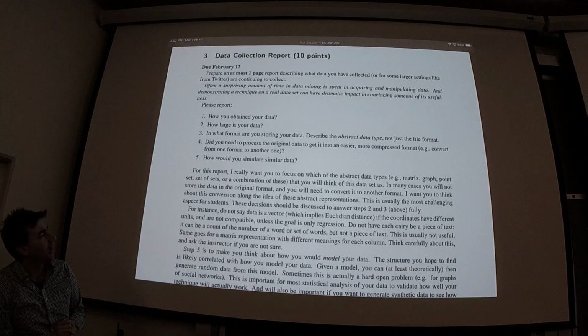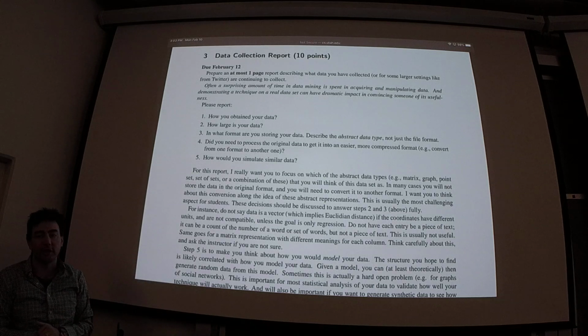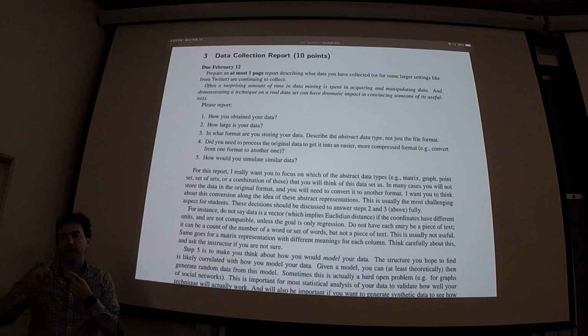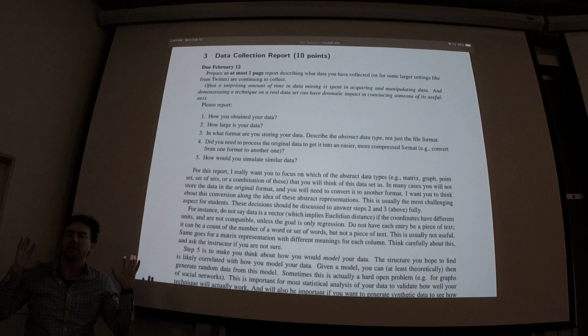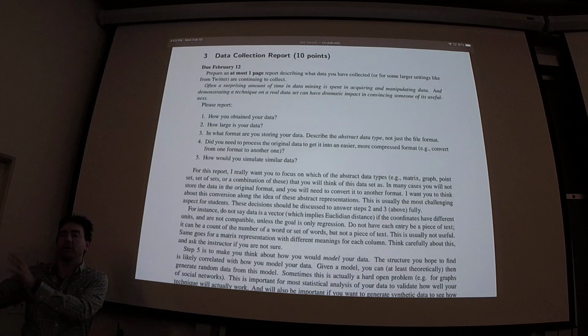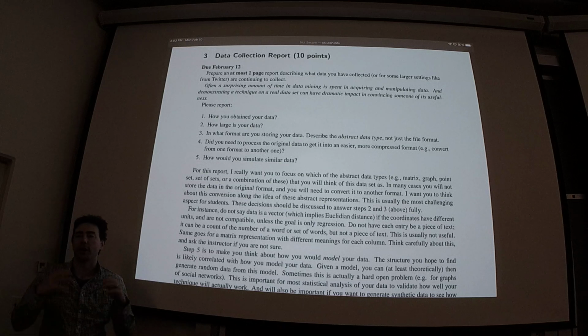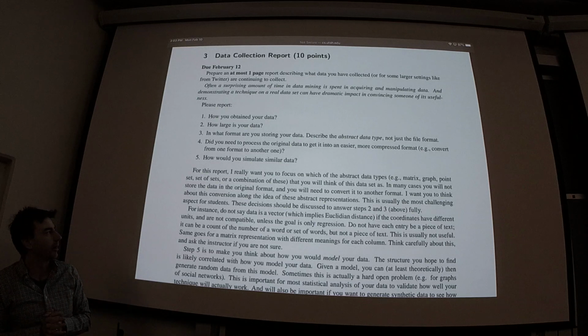Then after that, what format are you storing this in? Is it one of the abstract types like a vector or matrix, or is it text, and you're storing it as text with maybe some metadata on top of it, or are you going to convert it into something else? Maybe you haven't quite done that yet, but you have a concrete plan for at least the first thing you're going to try. Or it could also be a graph, and we'll talk about graphs today.